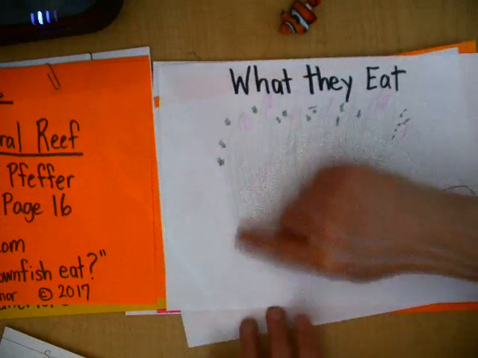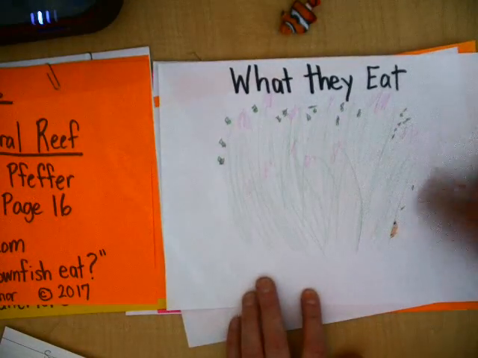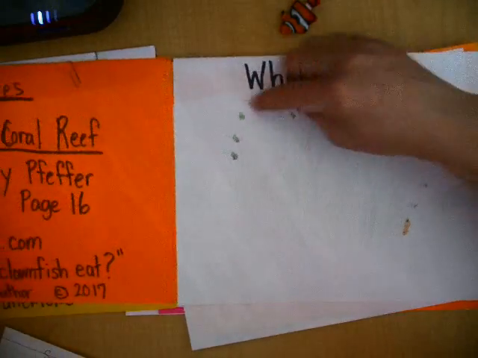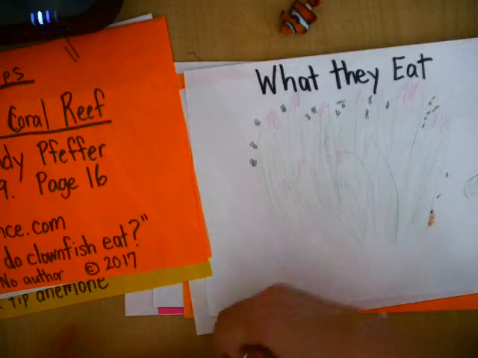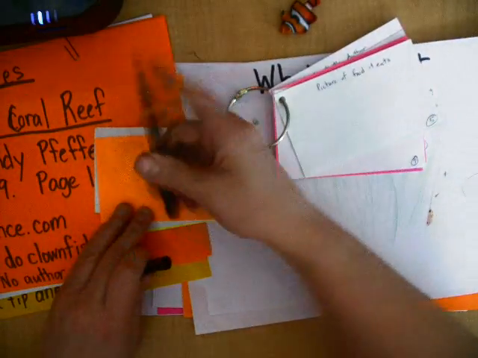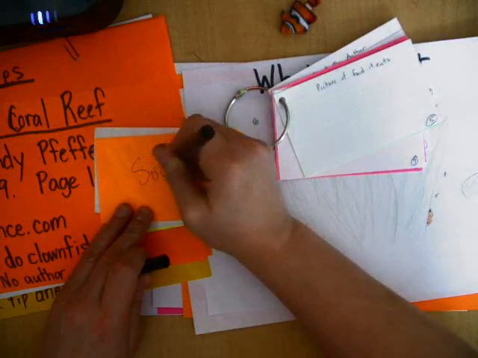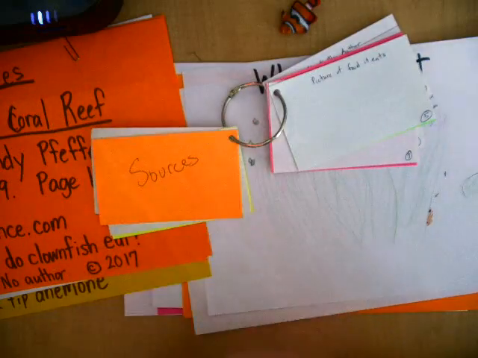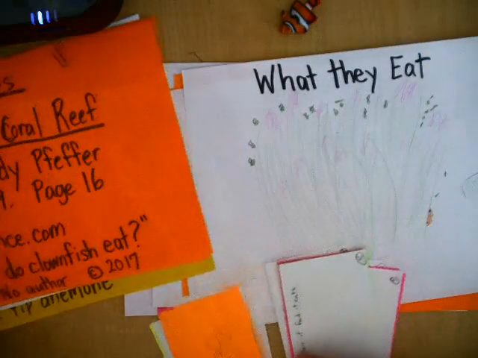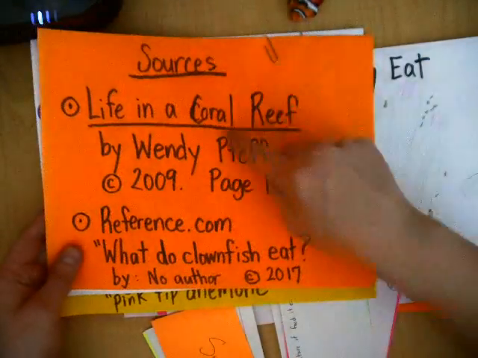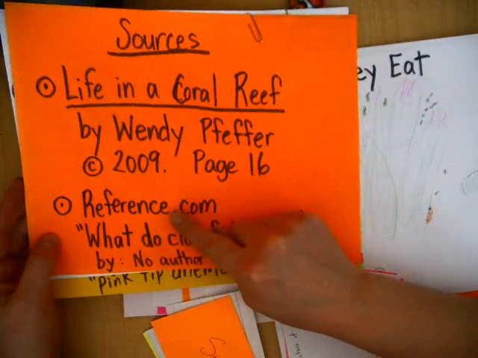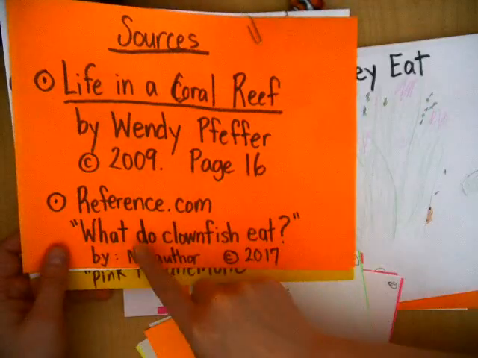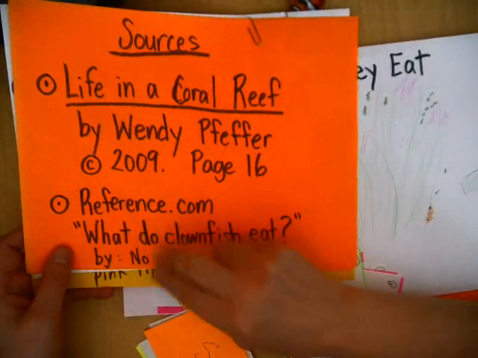I drew the pink-tipped anemone, okay, and then inside the anemone is where I drew the food that they eat. And you'll see on the back here again are my sources, and I did two sources for this one. I used the Life in the Coral Reef book, and then I also used a website. It's called reference.com, and there was a little article on there.